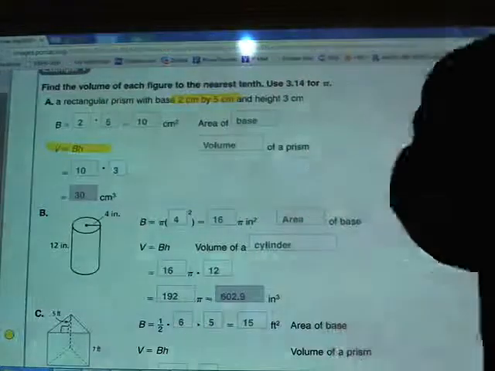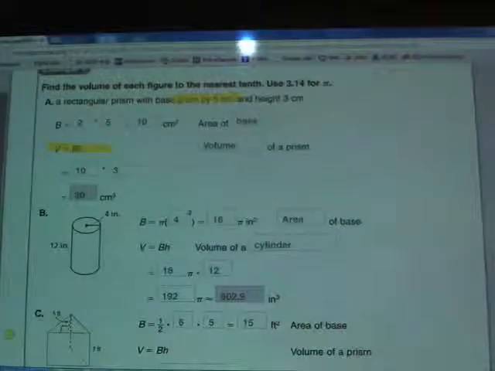Alright, that means it's a rectangle of some type. So if it's a rectangle, length times width, 2 times 5 will give me 10. And that's going to be the area of the base.